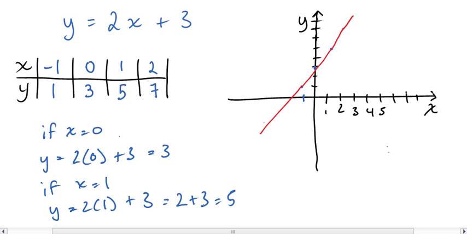Now you can solve linear functions if you know, for example, that 2x plus 3 is equal to a certain value, in which case you can find the value of x. But that will be saved for a later video.